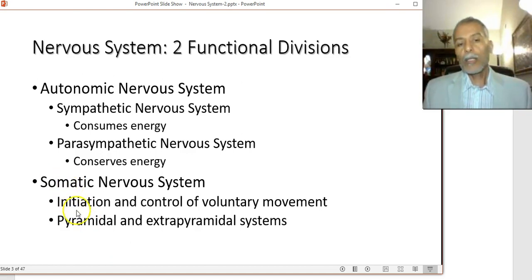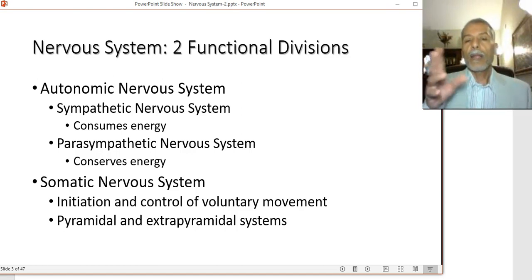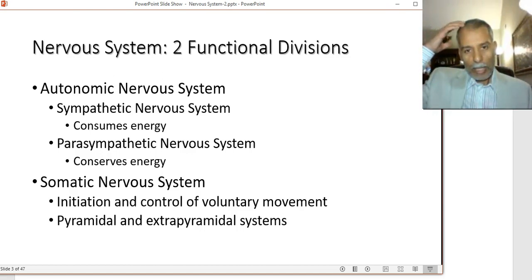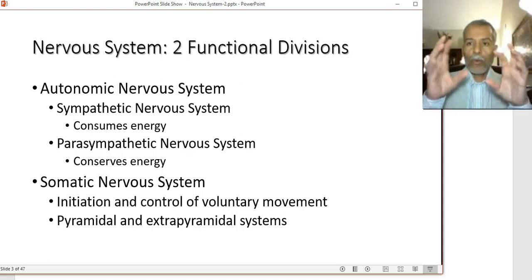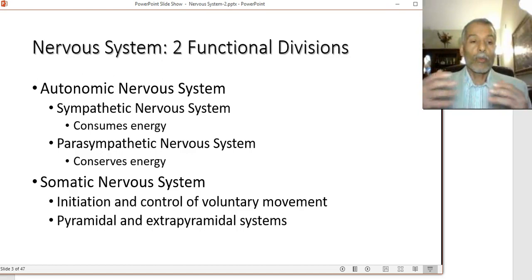And that also has two secondary branches. You don't have to worry much about that, but all you want to know is that they control the voluntary initiation of movement, and there are two systems. One is called the pyramidal and one the extrapyramidal that connect the brain with the lower parts of the body so that you can have control over the movements and fine-tuning your movements.